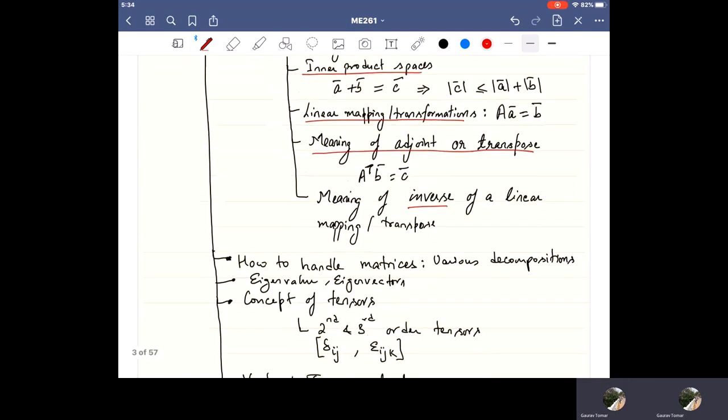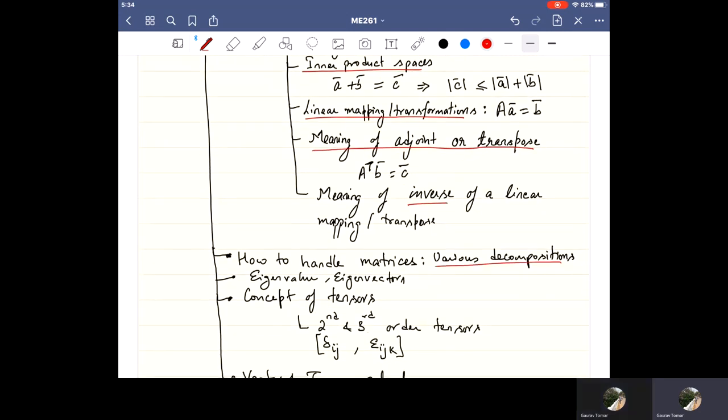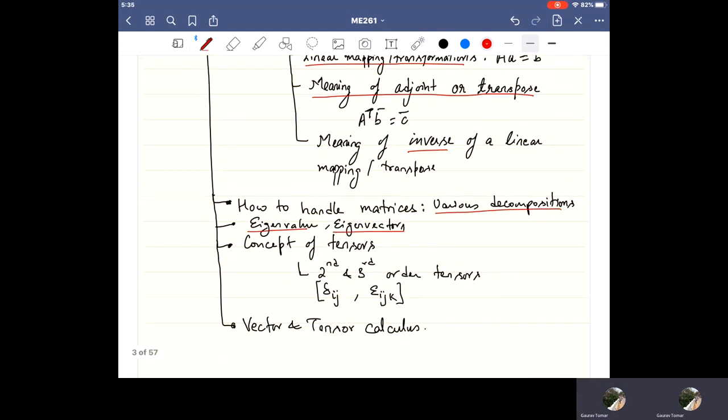Then we'll look at inverses of these transformations and what they mean. We'll learn about how to handle matrices, various decompositions. We'll look at LU decomposition, QR decompositions. They're very useful in numerical linear algebra. We'll learn about the eigenspectrum, or eigenvalues and eigenvectors, what they mean. We learn about the concept of tensors, so that we can handle second order tensors, third order tensors, and tensors of any higher order in general, and how to take this notion of tensors and use it to your advantage in solving some problems.